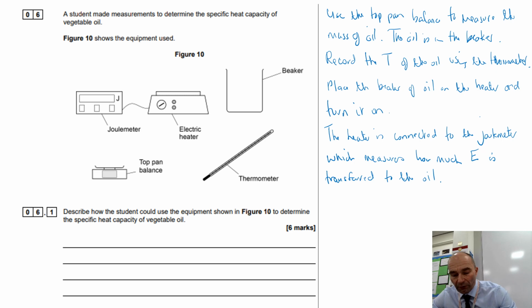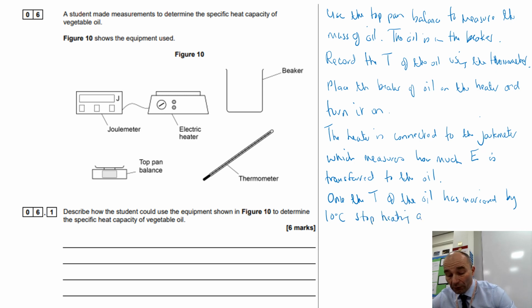We then need to allow the oil to heat up, so I'd suggest that once the temperature of the oil has increased by, let's say, 10 degrees centigrade, stop heating. And we need to record the number of joules of energy transferred. So the energy transferred on the joule meter.